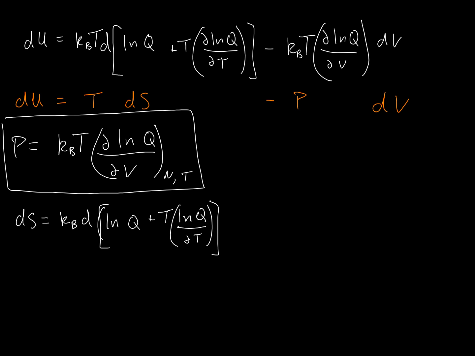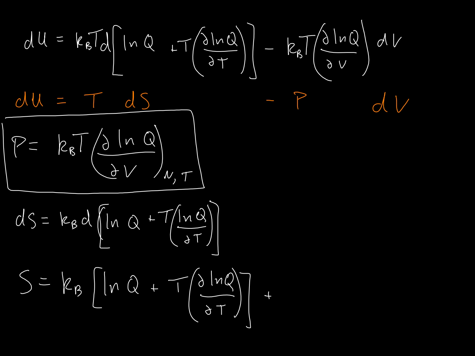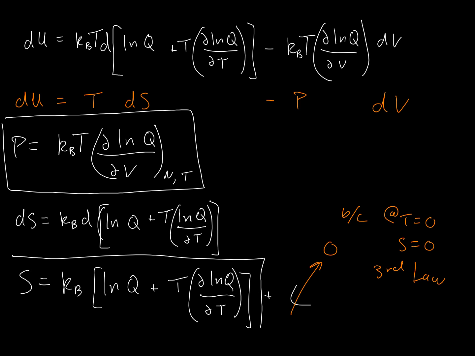I think this is the first theorem of calculus, where you take the integral of a derivative, and it just kind of cancels out nicely. Which means that S is equal to that plus some constant, but we know that the constant is 0 because of the third law of thermodynamics. So we have an equation for entropy based on the partition function.